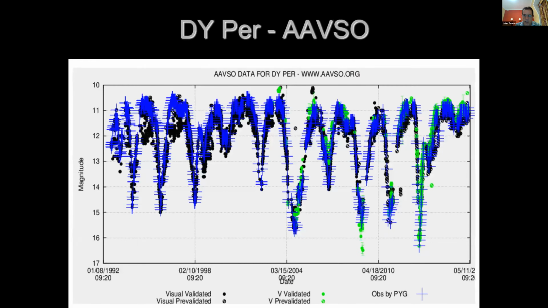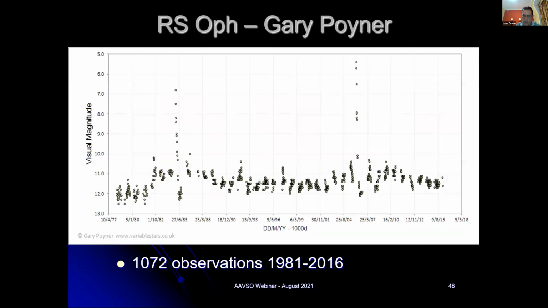And just to illustrate, Gary's observations are in blue, and this is the full light curve, V and visual, from the AAVSO database. And without Gary's input, there'll be quite a few gaps in this light curve.